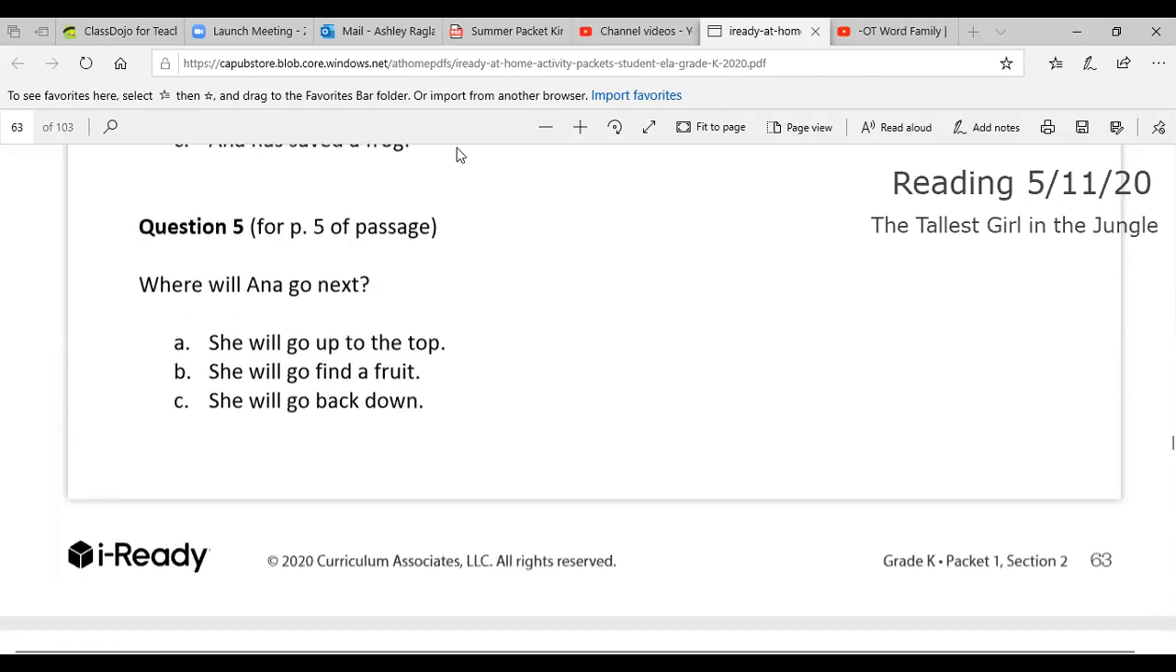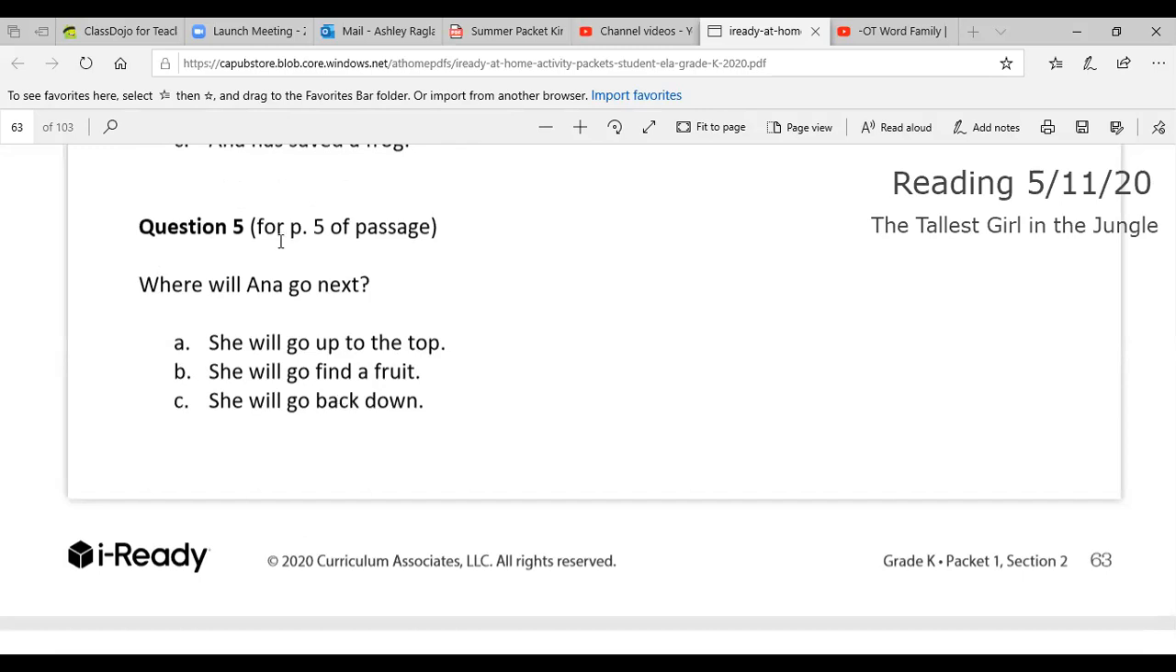Okay, question number 5. So you should write 5 on your paper. Where will Anna go next? A, she will go up to the very top. B, she will go find a fruit. Or C, she will go back down.